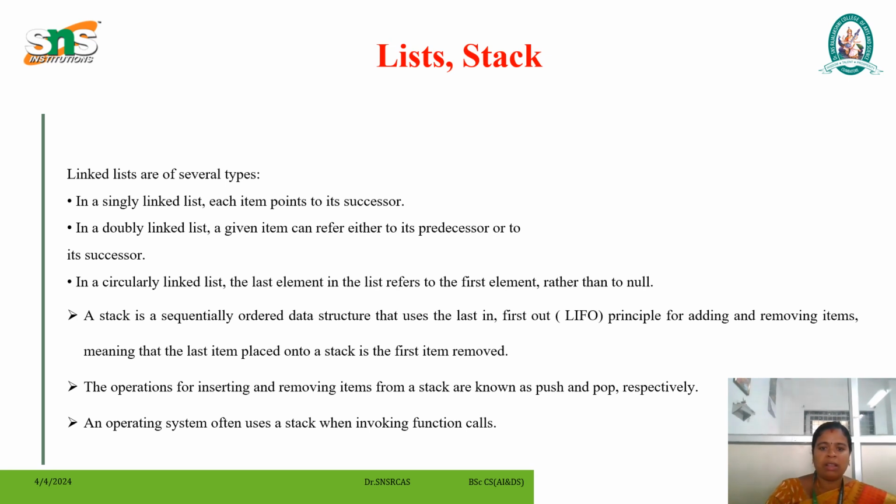Linked lists are of several types. In a singly linked list, each item points to its successor. In a doubly linked list, a given item can refer either to its predecessor or to its successor. In a circularly linked list, the last element refers to the first element rather than to null.